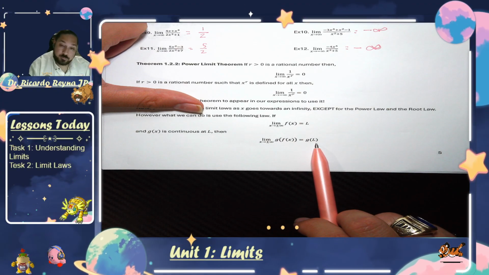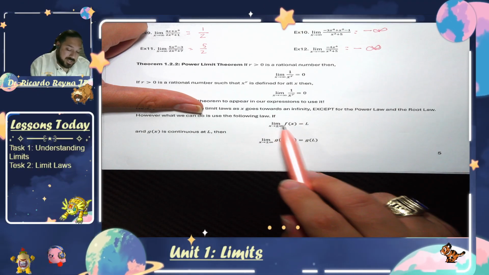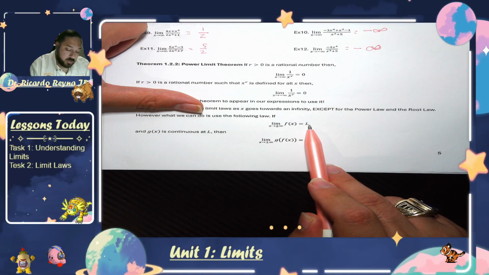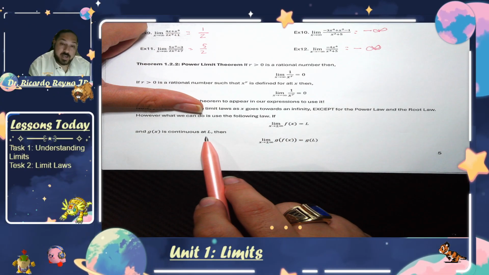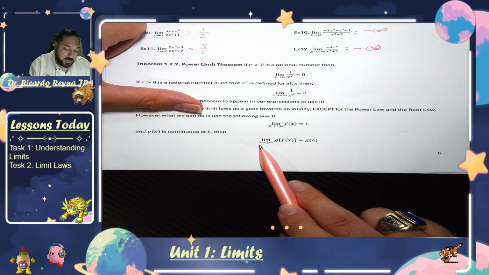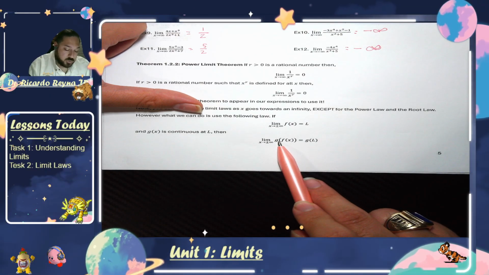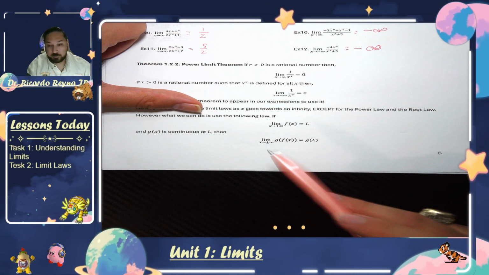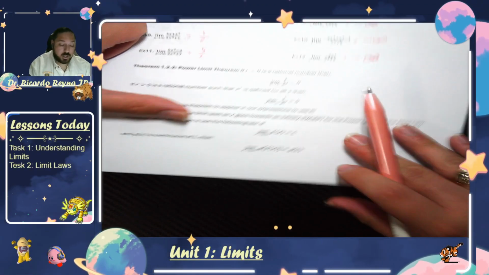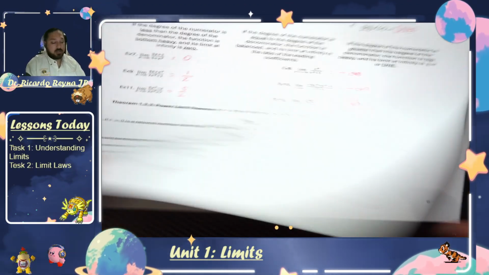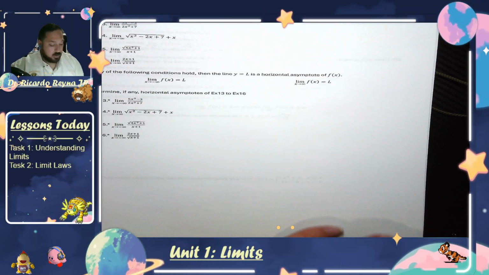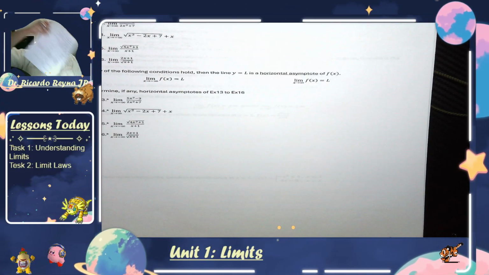So g of L. Again, if the limit as x goes towards infinity of f of x is equal to L, and g of x is continuous at L, then the limit as x goes towards infinity of g of f of x will just be g of L. Okay? So this is going to help us a lot as we analyze these limits. So let's start off with example 13.